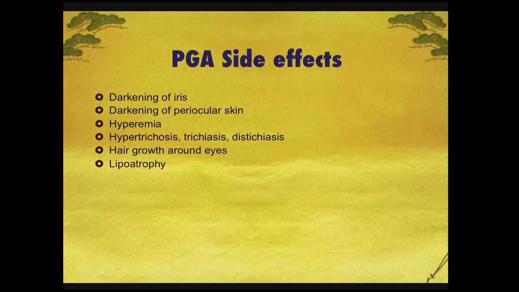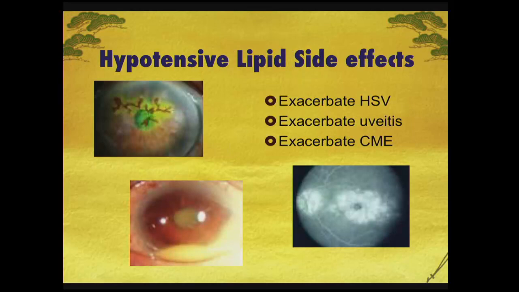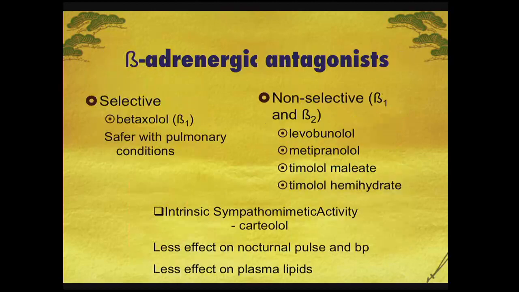And then most recently reported they can get a lipoatrophy where the fat atrophies and they can get a sunken in appearance to their eyes, which can make it very difficult to measure intraocular pressure. Some lesser seen side effects of these drugs are exacerbations of herpes simplex if they are predisposed. It can exacerbate uveitis and cystoid macular edema.